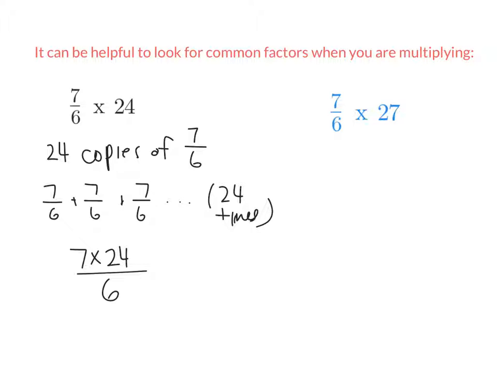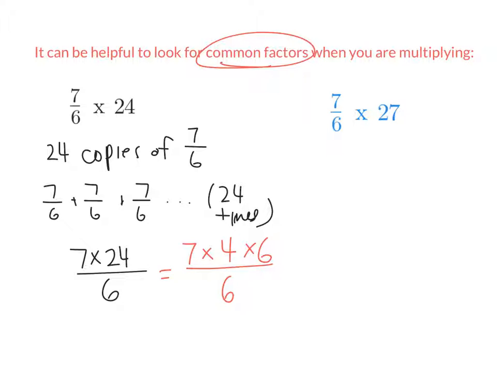Now, does anyone know what 7 times 24 is off the top of their head? No. So we can look for common factors to help us. Okay? Now, 7 is a prime number, so it can only be multiplied by itself and 1. So we don't have any factors. But what are some factors of 24? 4 times 6. Do you agree? So is 7 times 24 the same thing as 7 times 4 times 6? Yeah, because 4 times 6 is 24.